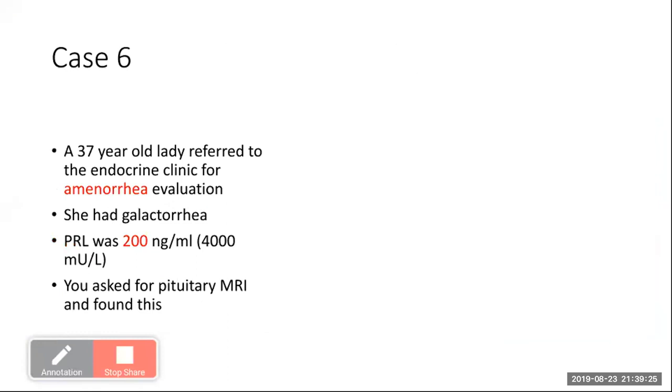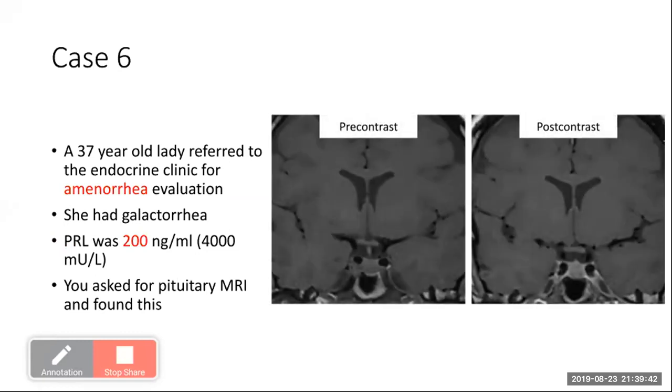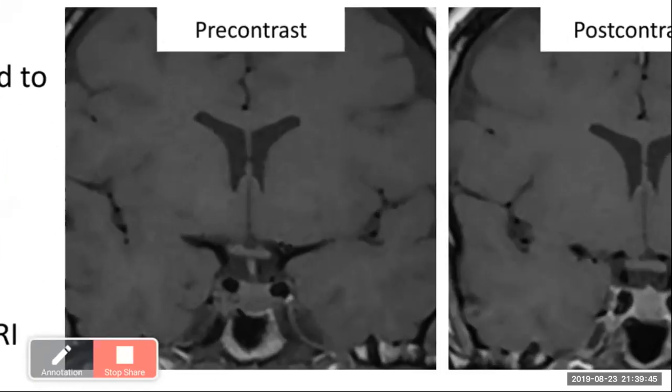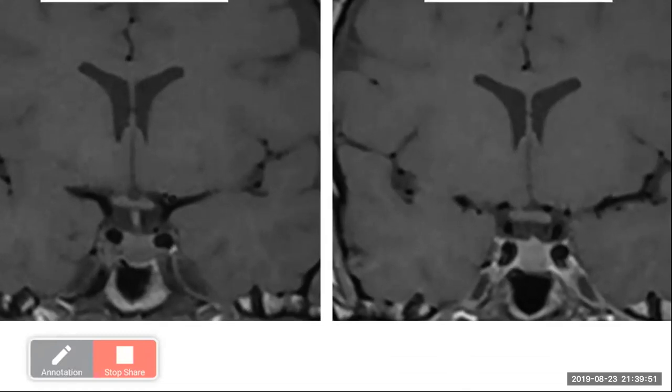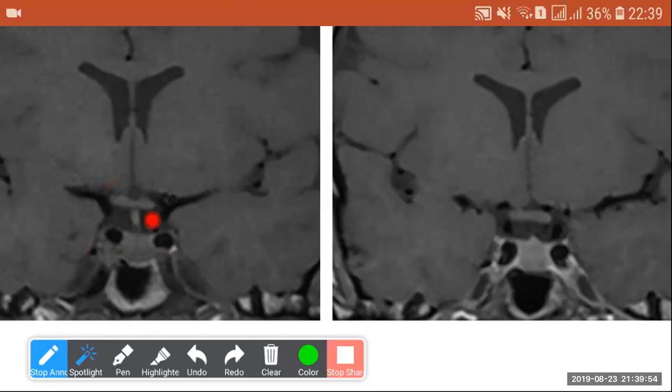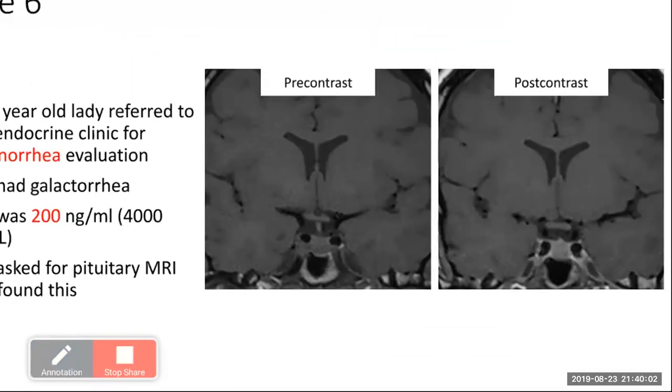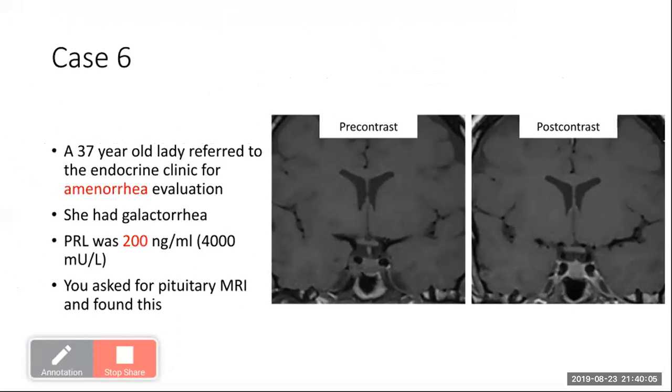The sixth case: a 37-year-old lady referred to the endocrine clinic for amenorrhea evaluation. She had galactorrhea. Prolactin was 200 nanograms per milliliter. You asked for pituitary MRI and found this. This is a pre-contrast image and a post-contrast image. What do you see? It seems normal here, and post-contrast is also normal.